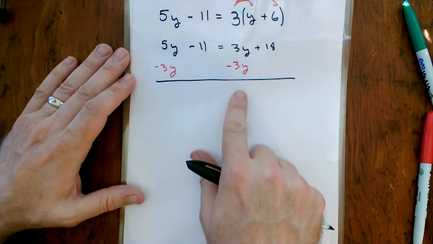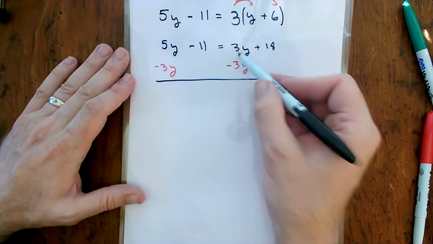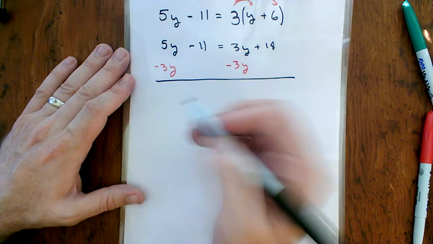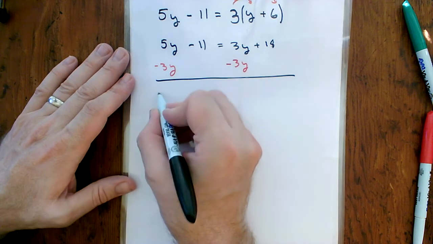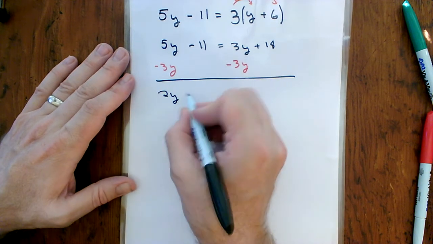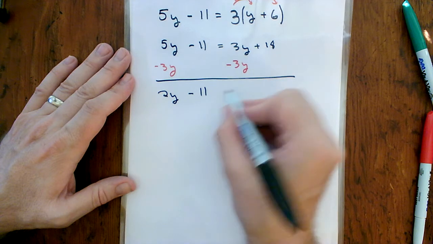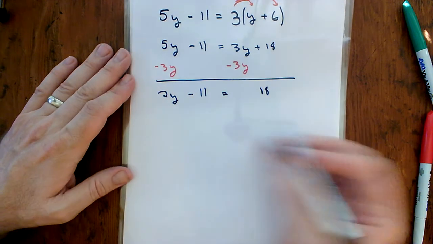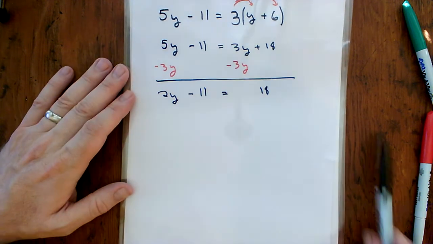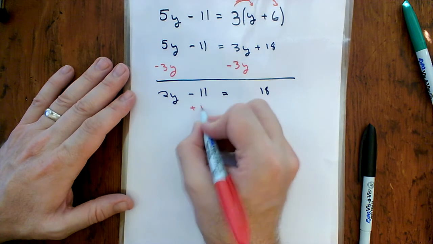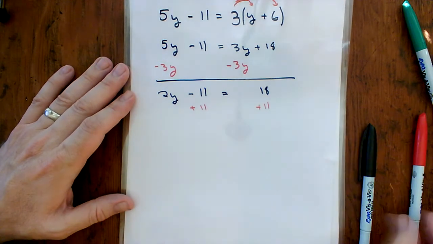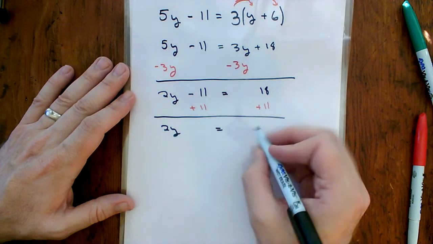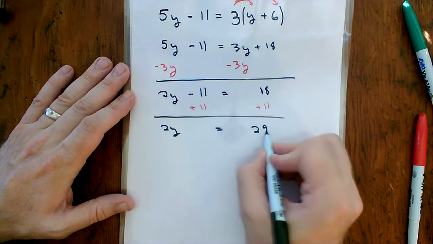The reason why I chose this is I knew that if I subtracted the 3y, I'd end up with a positive y term here. 5y minus 3y, when I add together these terms, is going to be 2y minus this 11 is equal to, looks like 18. Now I can go ahead and finish this up. I can add 11 to both sides. Now that's nice. My signs are going to work out nicely. So we'll have 2y is equal to, looks like we're going to have 29.